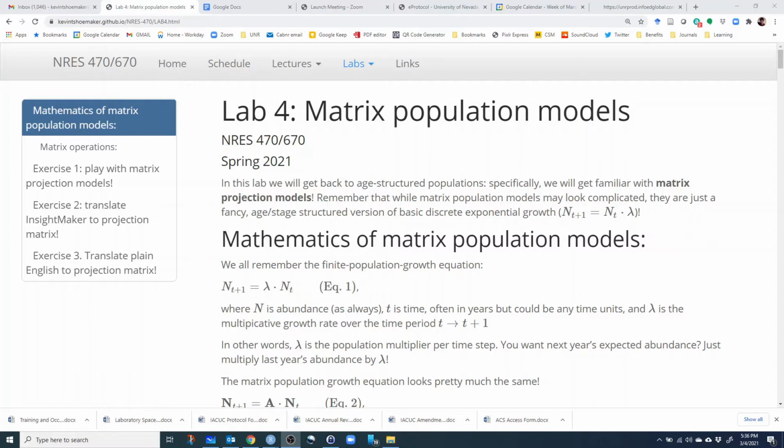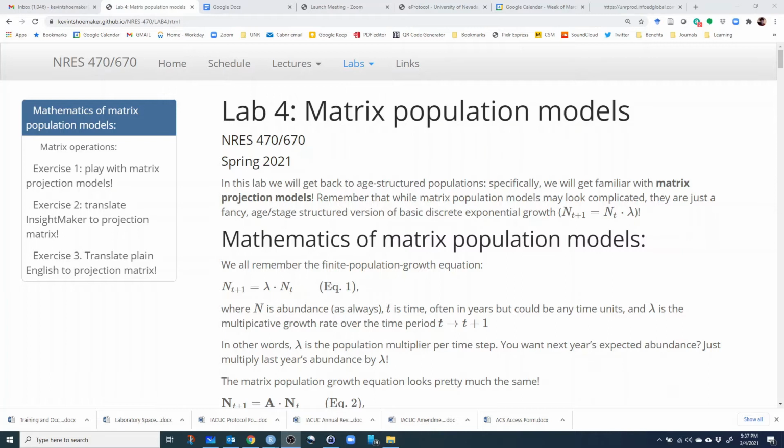All right, let's get started. We're talking this week about matrix population models. And this lab 4 is your chance to get some hands-on experience with matrix population models. This isn't always everyone's favorite topic in population ecology, but it is a fundamental concept of population ecology. It's tremendously useful for modeling populations, and it's definitely worth wrapping our heads around and taking some time with.